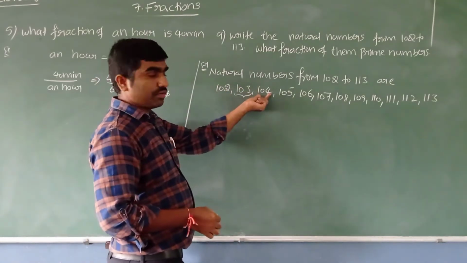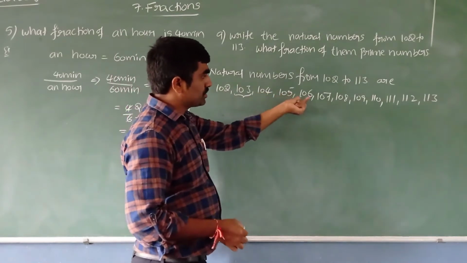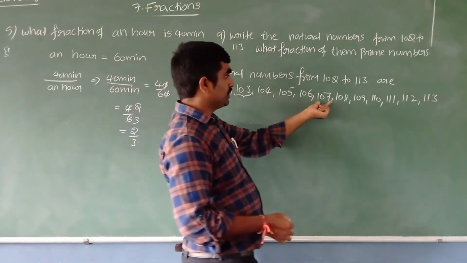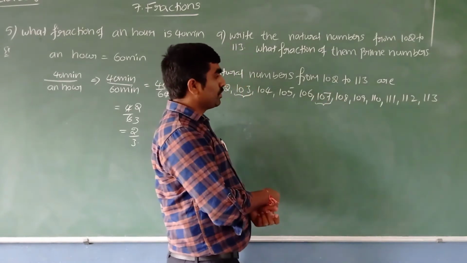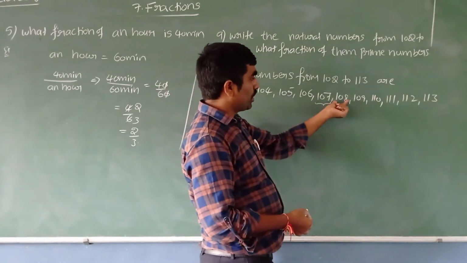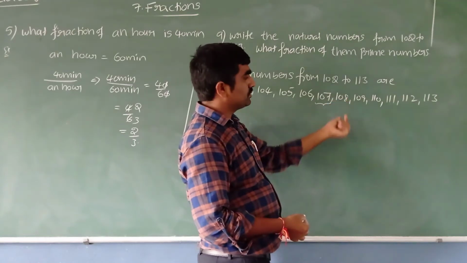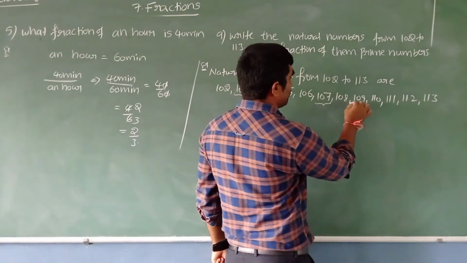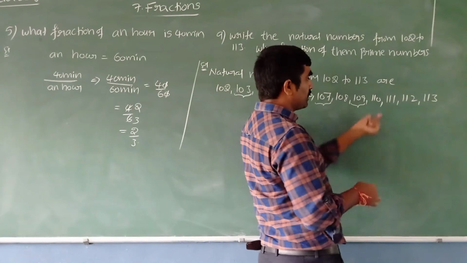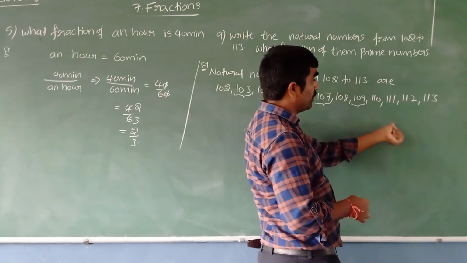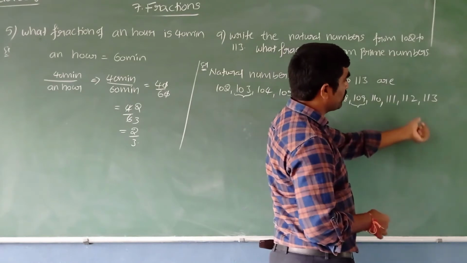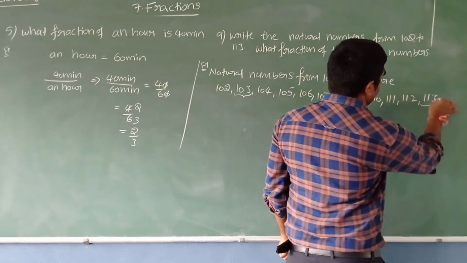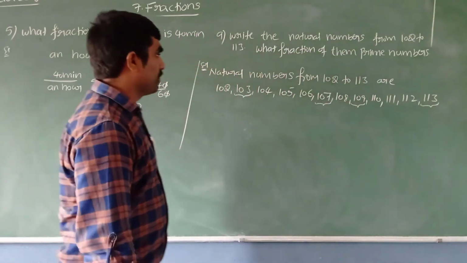The 2 table goes here, the 4 table goes here, the 5 table goes. 107: 1 plus 0 plus 7, the 3 table is not possible. 107 is also a prime number. Yes. 108: 1 plus 0 plus 8 is 9, the 3 table and the 2 table go. 109 is a prime number. 110: last digit 0, the 5 table and 10 table go. 111: 1 plus 1 plus 1 is 3, the 3 table goes. 112: the 2 table goes. 113 is also a prime number. So these numbers are the prime numbers here.